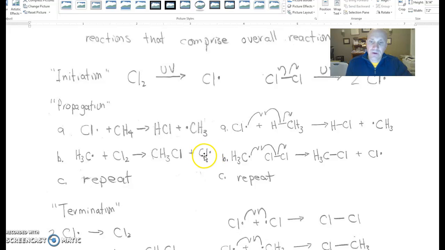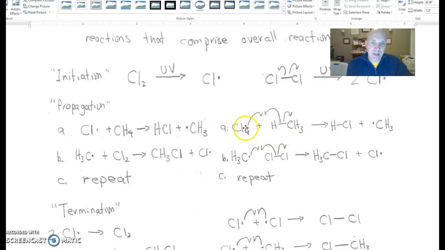If you notice, this product, this chlorine radical, is the exact same material that we used as a reactant in this reaction. So the chlorine radical that gets formed in this step ends up being used as a starting material and can react with another methane molecule, creating the methyl radical, which reacts with chlorine, creating the chloromethane and the chlorine radical. So this process can just keep on going forever.